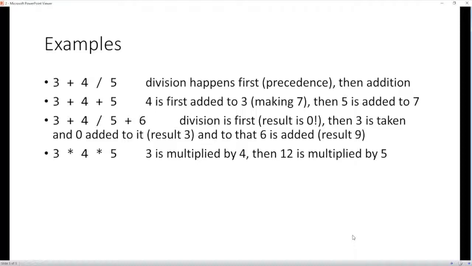The third line down, 3 plus 4 div 5 plus 6, again, the multiplicative operator, in this case the div, occurs first. 4 div 5, result 0. 3 plus 0, result 3, plus 6. 3 plus 6, result 9. The final line is one of associativity again, because both operators are in the same precedence group. They're both multiplication. Therefore, we would do 3 multiply 4 to get 12, and then multiply 12 by 5, result 60.